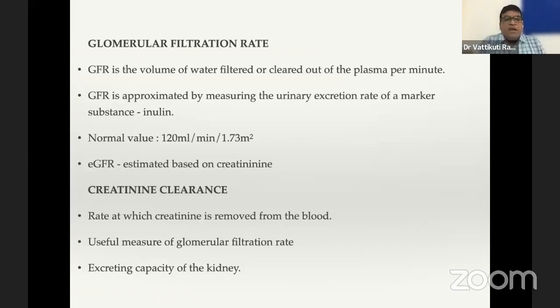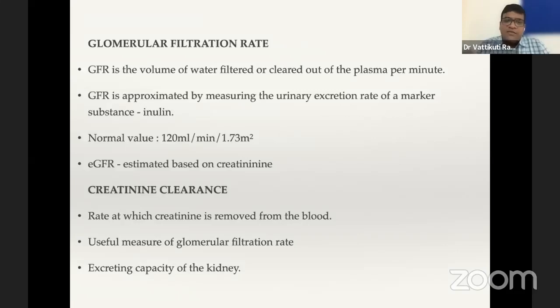If you look at it, there are two parameters, that is GFR, the glomerular filtration rate, and the other is the creatinine clearance. GFR is nothing but the volume of water either filtered or cleared out of the plasma per minute at the renal level. So how do you calculate GFR? GFR is calculated in the laboratory by urine excretion of a marker. Like you can look at inulin clearance, which is an ideal substance to look at, or you can use urinary creatinine and serum creatinine, and based on it you can calculate the GFR.